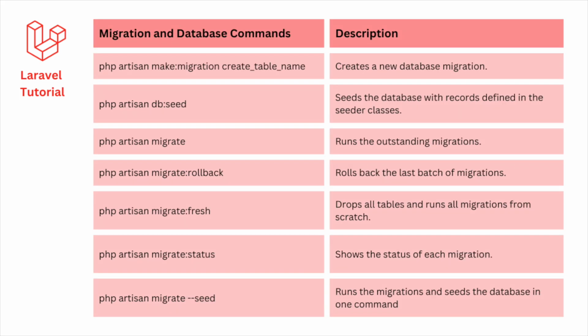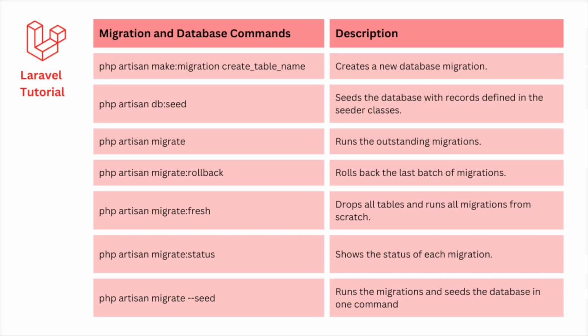Next we are going to see migration and database commands. First, let's see how to create a new database migration. For that you can use the command php artisan make:migration and after that the table name. Next is how to create a seeder class. That command is php artisan make:seeder. This will create a seeder class. This helps in seeding data into your database.